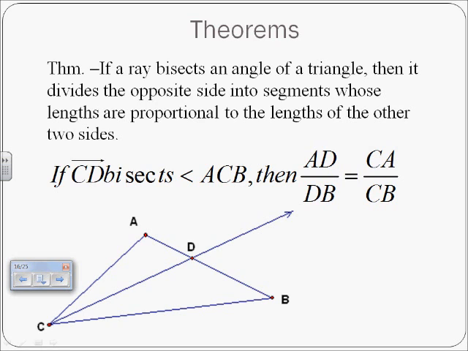So we always want to kind of start in the order too. If we have AD over DB, then we know that AC over CB. Okay, if you start with A on the top, you have to keep A on the top for the next proportion.